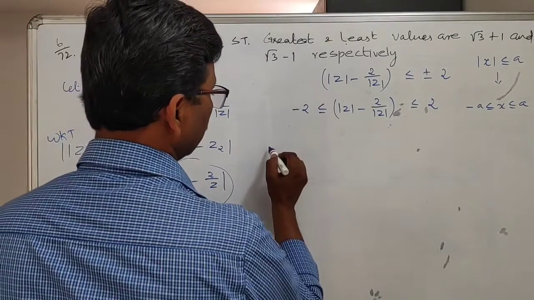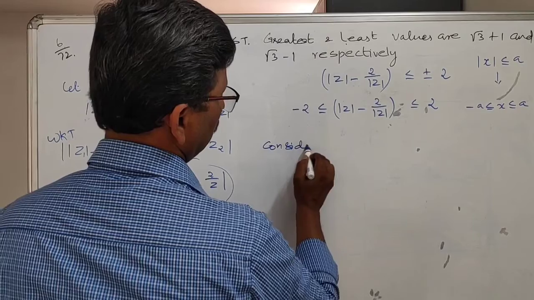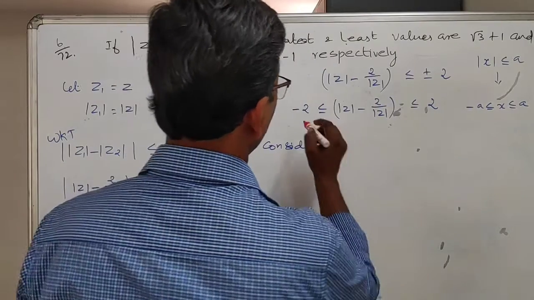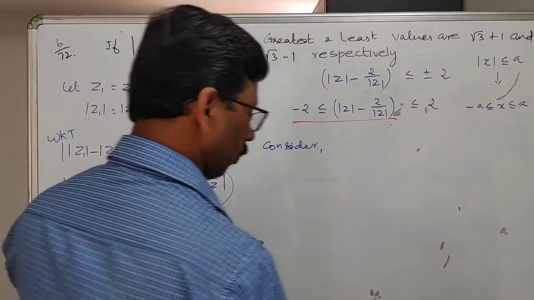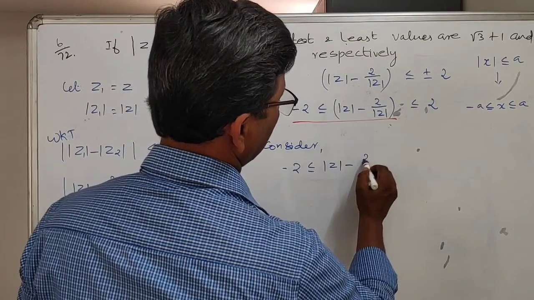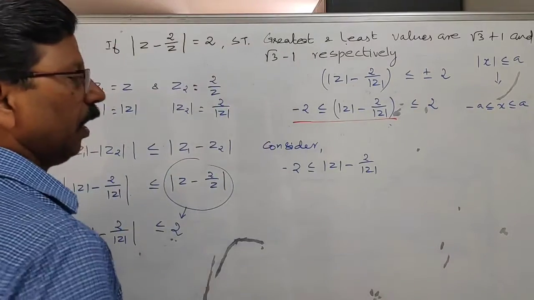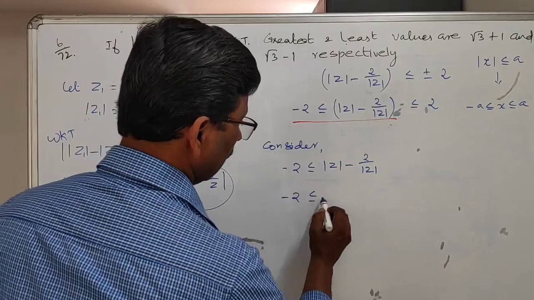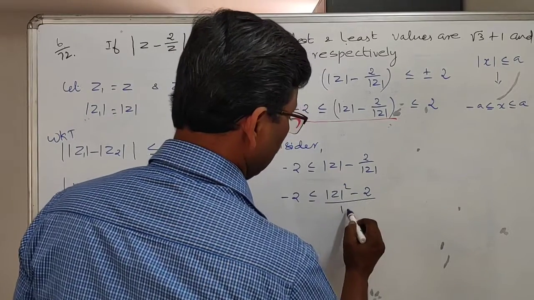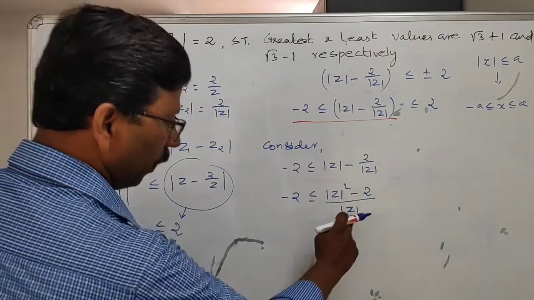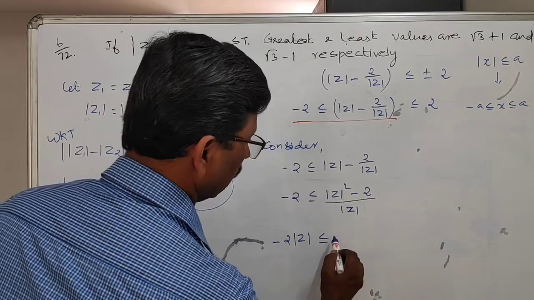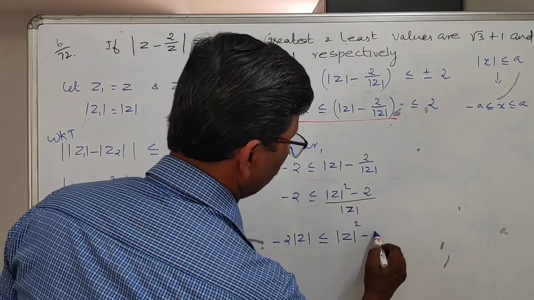See here, we are going to consider this part first. Now we can take minus 2 less than or equal to modulus Z minus 2 by modulus Z. Now take LCM here, that is minus 2 less than or equal to modulus Z square minus 2 by modulus Z. Bring this modulus Z to the left hand side, and you get minus 2 times modulus Z less than or equal to modulus Z square minus 2.